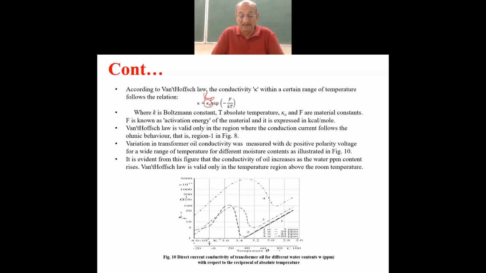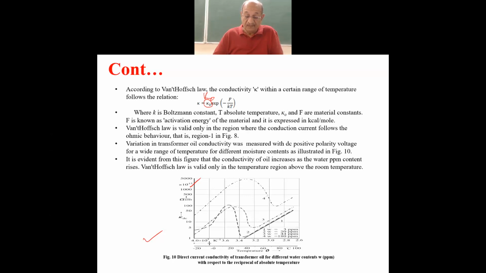Now, variation in transformer oil conductivity was measured with positive polarity voltage for a wide range of temperature for different moisture contents, as illustrated in this figure. See, the conductivity is given here in Siemens per centimeter, and as you see here, it is of the order of 10 to the power of minus 15, such a low value of the current.